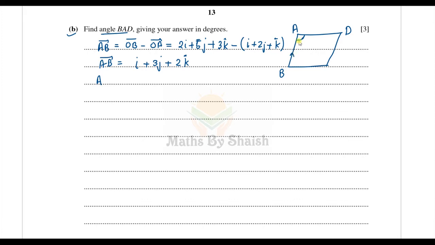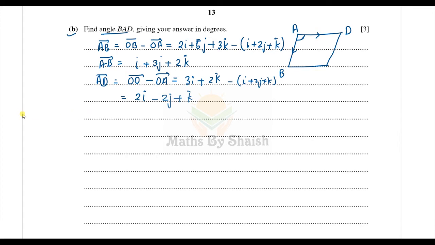See, I am finding the AB vector, but I could have done it by the BA vector. We have found the AB vector, so now we are going to find the AD vector so that we can use the dot product easily. So AD vector will be OD vector minus OA vector, and OD vector is 3i cap plus 2k cap, minus OA vector, that is i cap plus 2j cap plus k cap, and hence it is 2i cap minus 2j cap plus k cap.